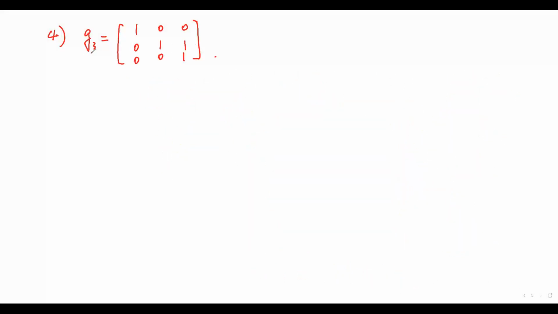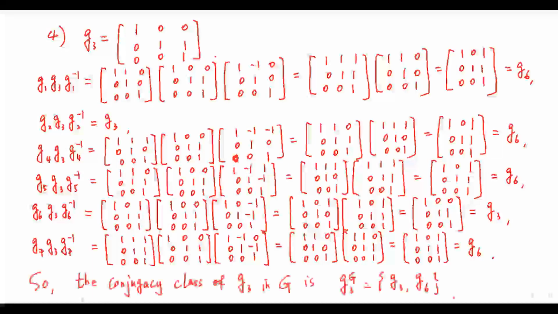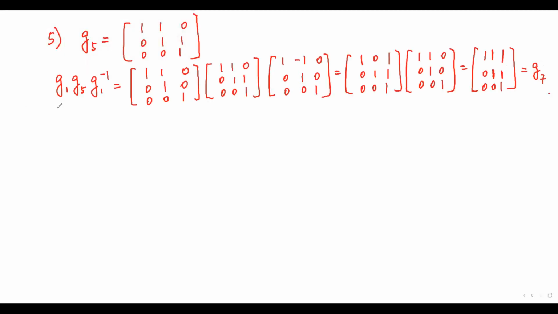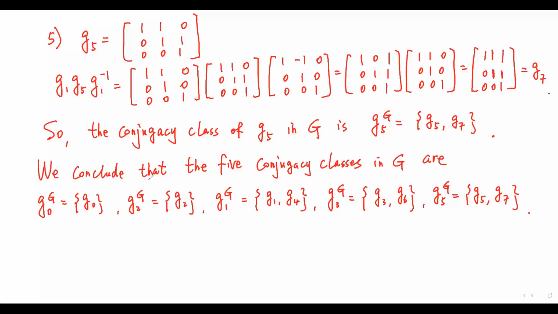Then we consider g3. Then we get those identities. So the class of g3 in G is g3, g6. Then consider g5. Then we have this one. This implies the class of g5 in G is g5, g7. We conclude that the 5 conjugacy classes are given by those 5 sets.